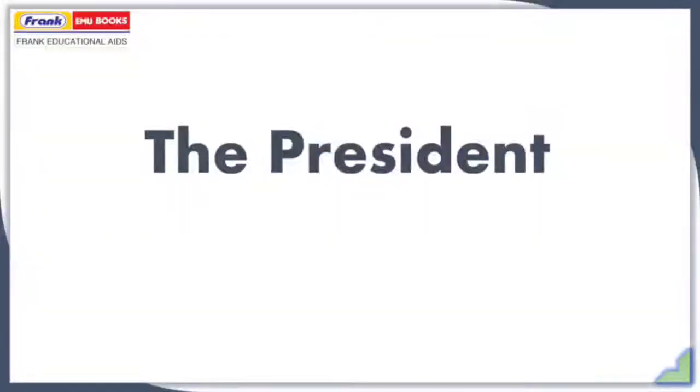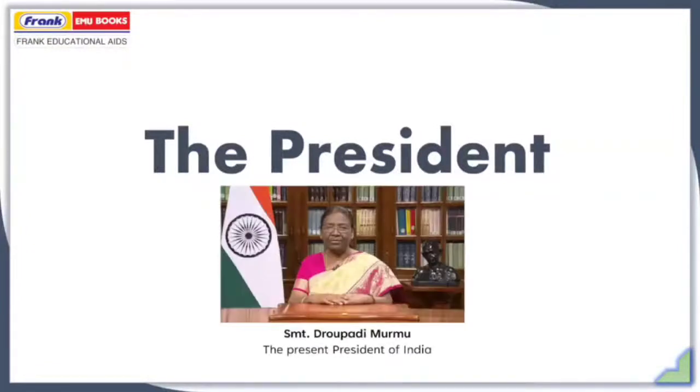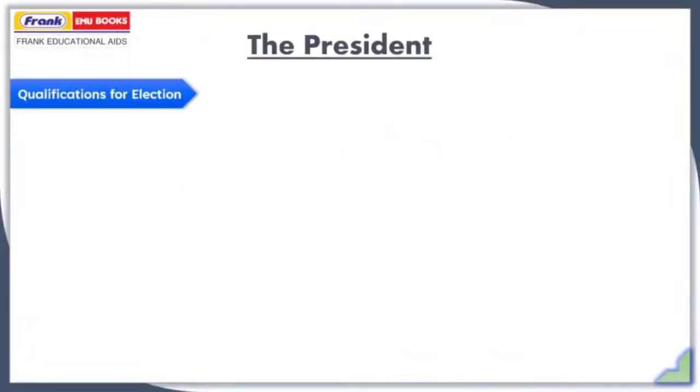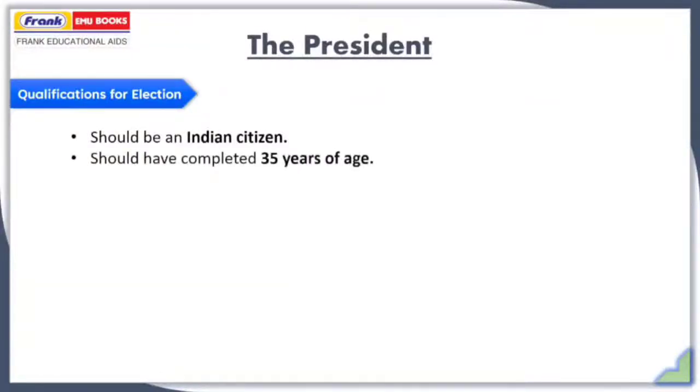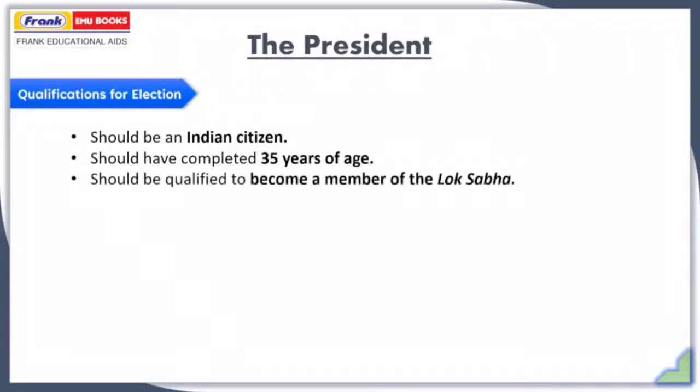Do you know who is the current President of India? Srimati Draupadi Murmu. She is the second woman President of India. Now, let's learn what are the qualifications for the election. So, he or she should be an Indian citizen. He or she should have completed 35 years of age. He or she should be qualified to become a member of the Lok Sabha. And he or she should be a registered voter.